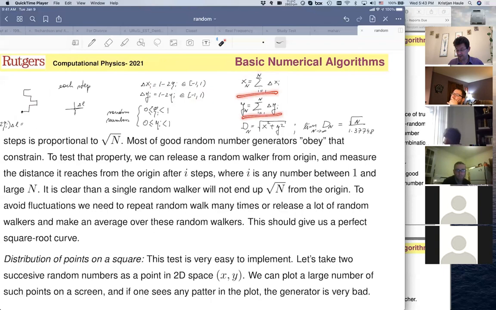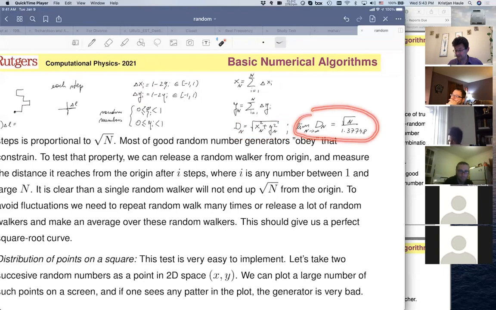Then dn is the distance from the origin. Okay, so the distance from the origin after n steps is of course given by the square root of xn squared plus yn squared. And according to the central limit theorem, this distance from the origin, when n is large, should go as square root of n times a number.